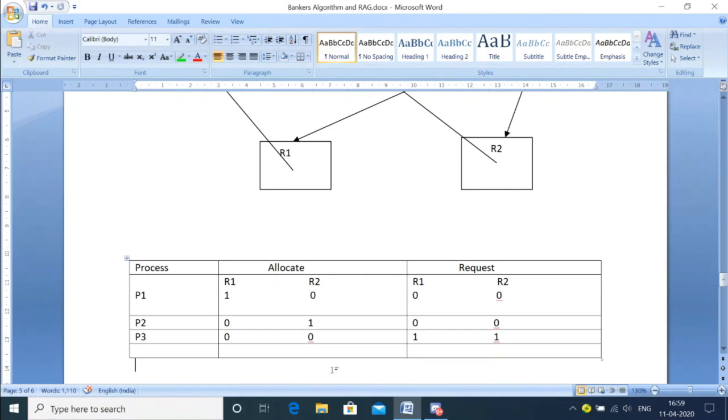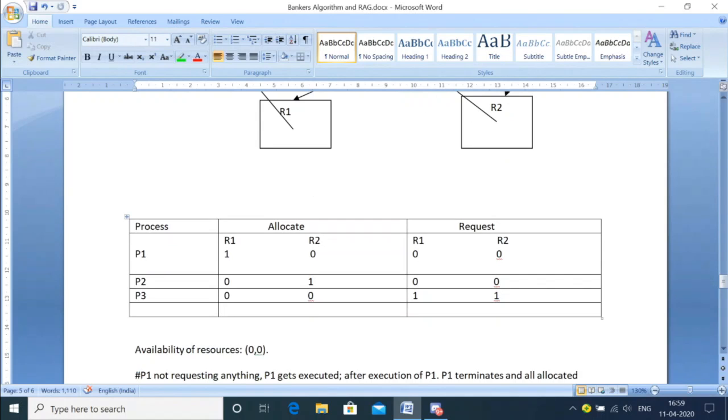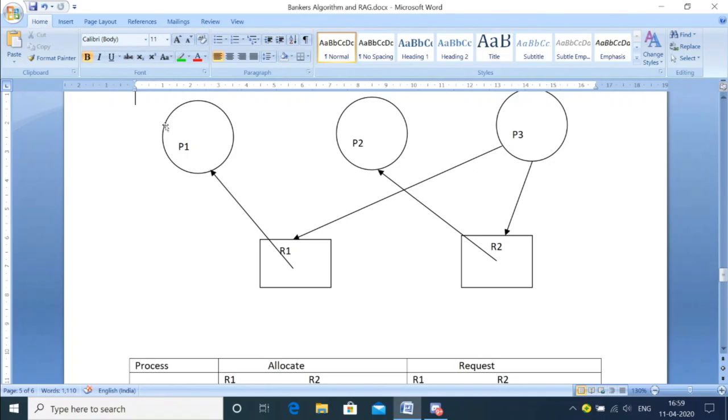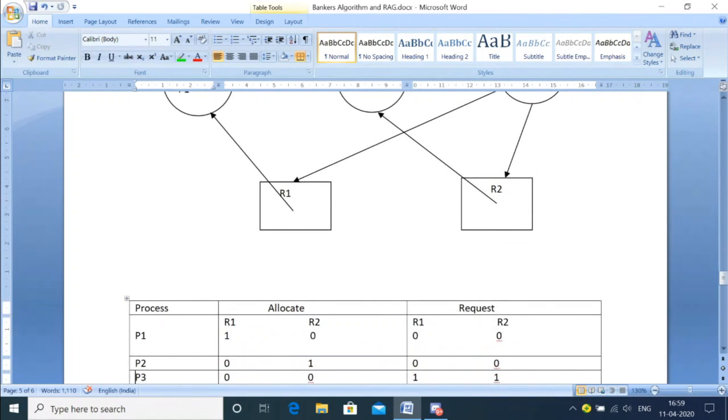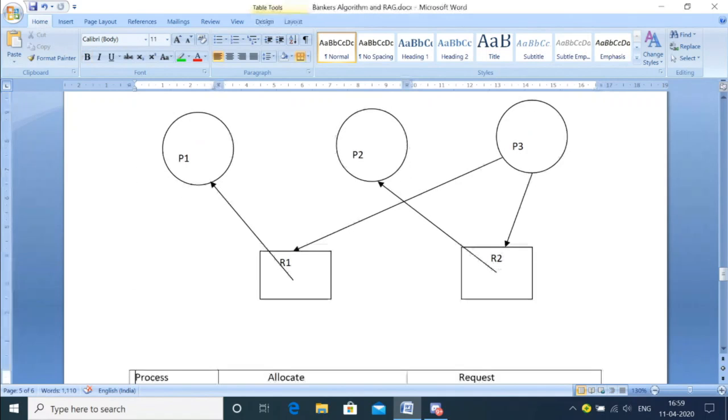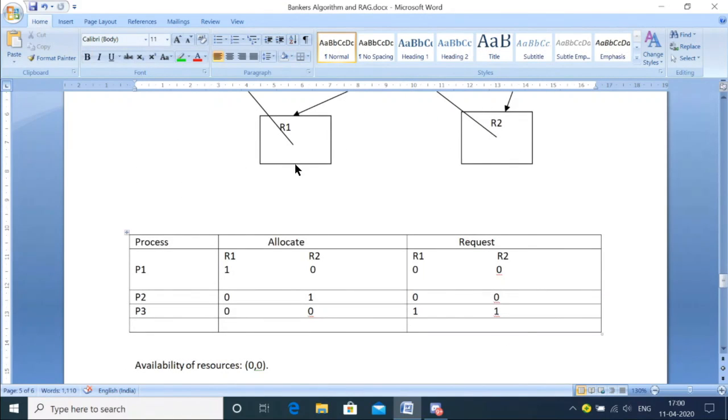Now, how many resources do we have here? Two resources. All the two resources are allocated, one in case of P1 and another in case of P2. So the availability of resources is 0, 0. Next, I will make the request section. Is P1 requesting anything? No, neither R1 nor R2. Is P2 requesting anything? No. It already got R2 and it is not asking for any resource. So it'll be 0, 0. And P3 is requesting R1 as well as R2.